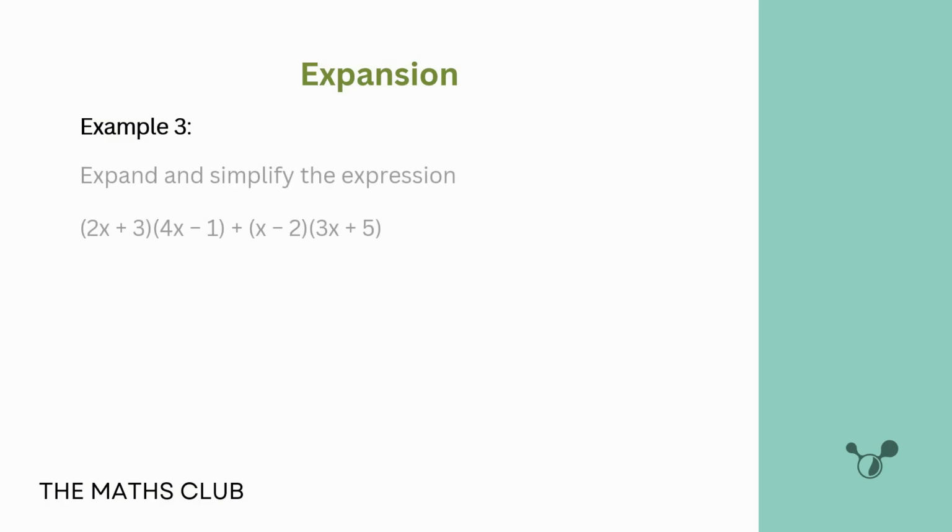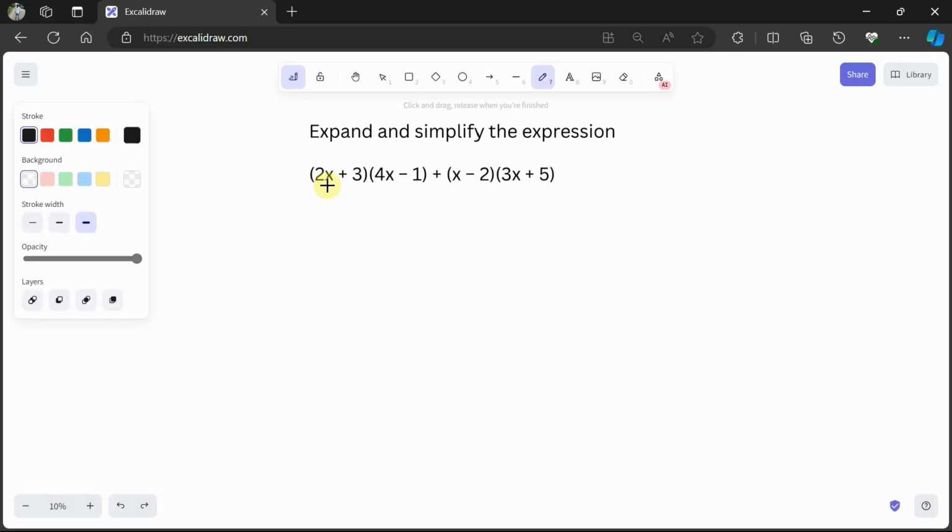Great. Third example says that expand and simplify the expression (2x + 3)(4x - 1) + (x - 2)(3x + 5). I want you to pause the video and use the third method to solve this. Welcome back. Let's solve it together. So we'll say 2x times 4x, that will give us 8x squared, and 2x times minus 1, that will give us minus 2x. 3 times 4x, that will give us plus 12x, and 3 times minus 1, that will give me minus 3. So this is the first expansion.